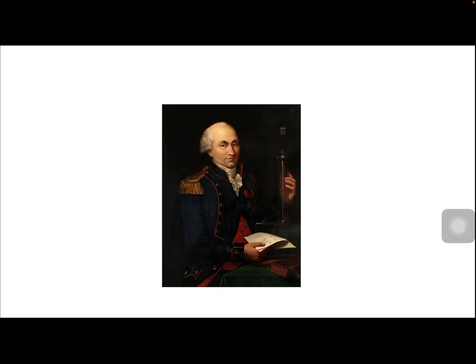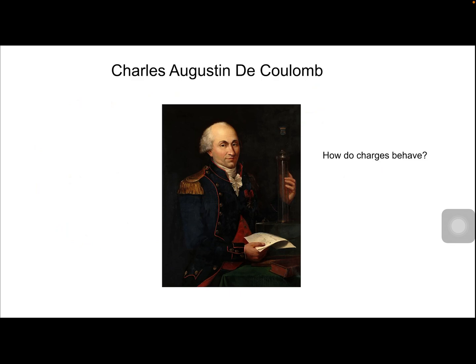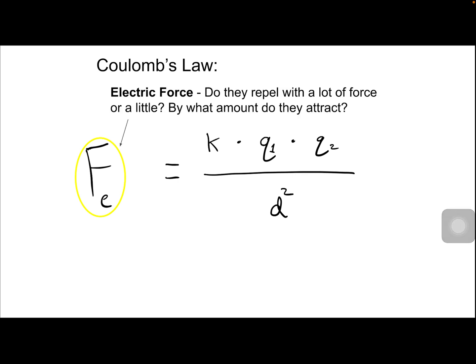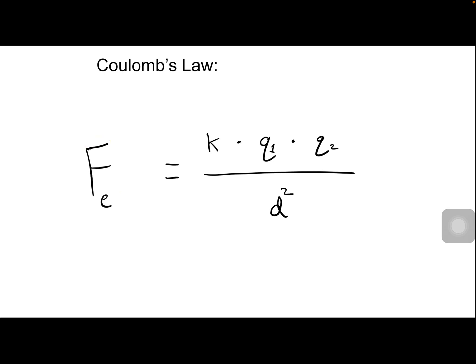So here he is. This is Charles Augustin de Coulomb. He, in the 1800s, this weird-looking dude, he investigated how charges behave. And he came up with this law. It looks like this. We have all these symbols here, but we can break down what they mean. On the left, you have this F. What does it stand for? You guessed it. It's the force. Do the charges repel with a lot of force or a little? By what amount will they attract? Because remember, a force is a push or a pull. They will feel each other.